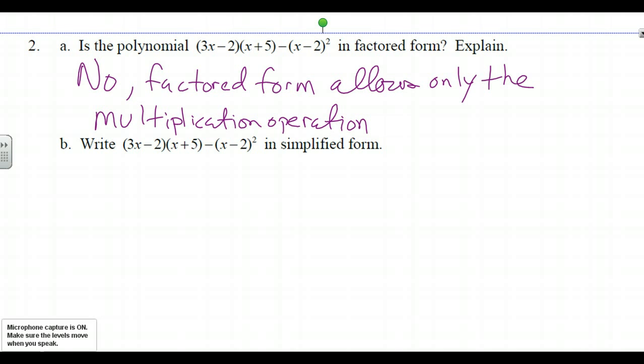So how are we going to write this in simplified form? What does simplified form look like? That's factored form. Yeah, just values, right? So it's going to look like ax squared plus bx plus c. So remember, this is simplified form, in that form. So how are we going to do it?